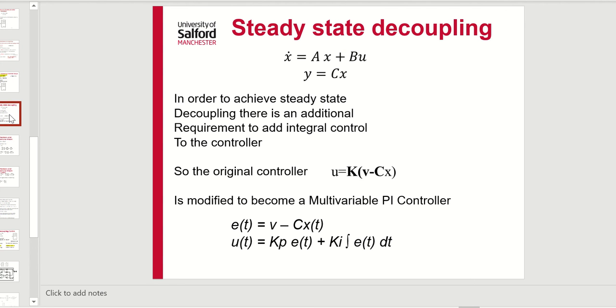Next thing we need to look at is steady state decoupling. This is where we need an integral controller to achieve steady state decoupling. Remember, integral controllers reduce steady state error to 0. So we've got our proportional controller now, which we've designed for initial decoupling. Now we're going to design the Ki to achieve steady state decoupling.